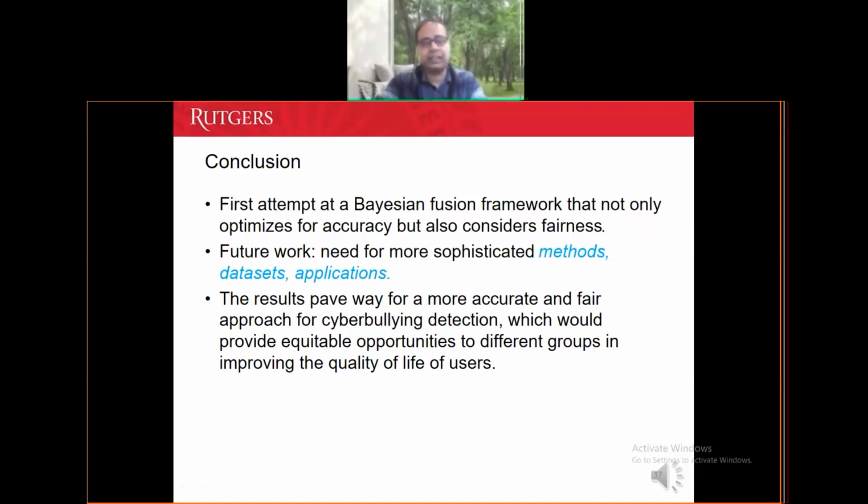We hope that the results pave the way for a more accurate and a fair approach for cyberbullying detection. As we are countering something as negative as cyberbullying, we also need to make sure that it's not just helping a particular section of society and not the others. So that's the hope, and that's our contribution in this direction.